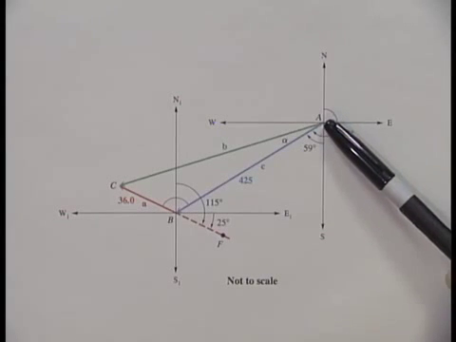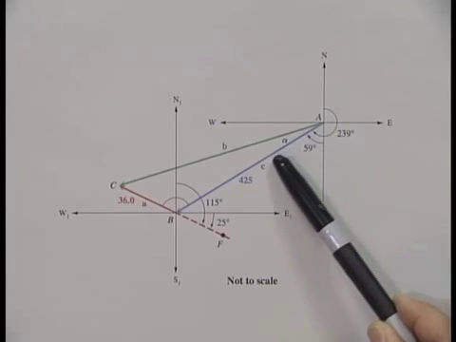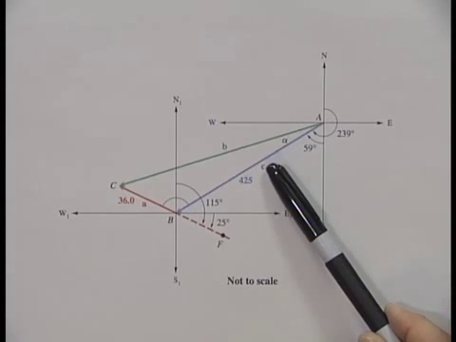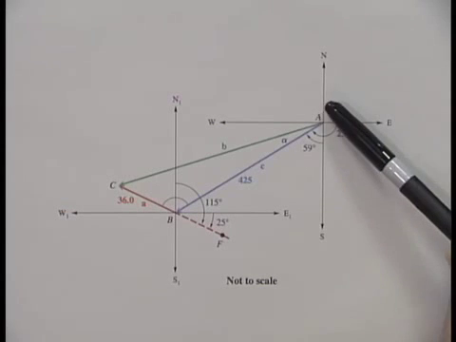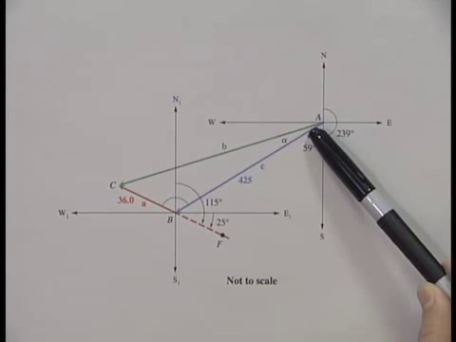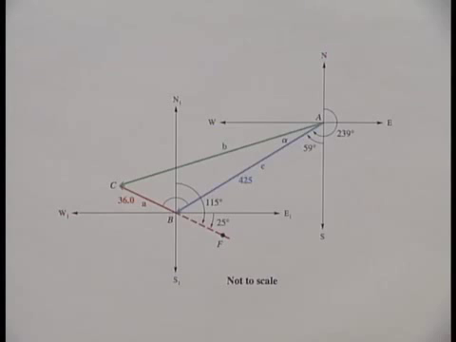And what I'm saying is vector C, which is in blue, represents the airspeed and bearing of the plane, the bearing of 239 degrees and the airspeed of 425 miles per hour.